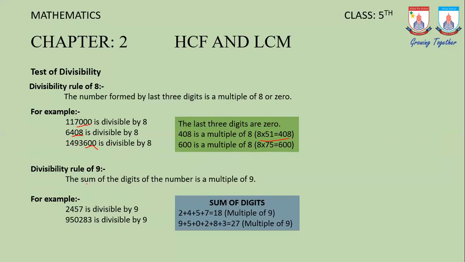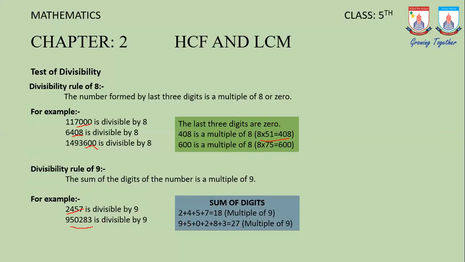Divisibility rule of 9: the sum of the digits of the number is a multiple of 9. Same as the divisibility test of 3. We sum the digits of the original number: 2 plus 5, 4 plus 5 plus 7 is equal to 18, which is a multiple of 9.